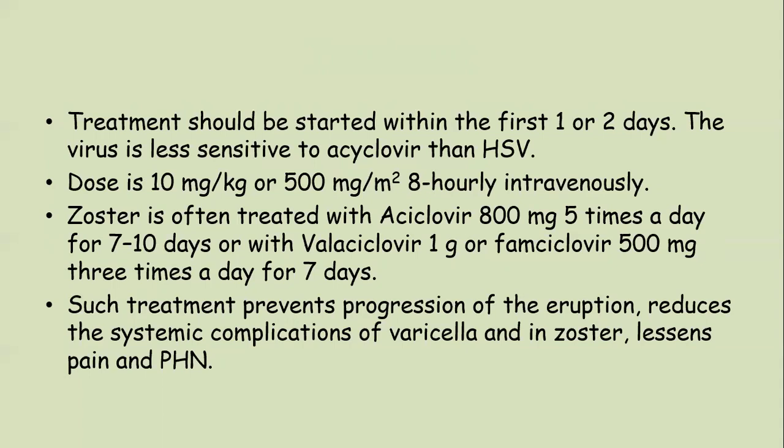Zoster is often treated with acyclovir 800 milligram 5 times a day for 7 to 10 days. The similar dose in herpes simplex is 200 milligram 5 times a day. Valacyclovir is given as 1 gram and famciclovir as 500 milligram 3 times a day. The dose is half in herpes simplex.